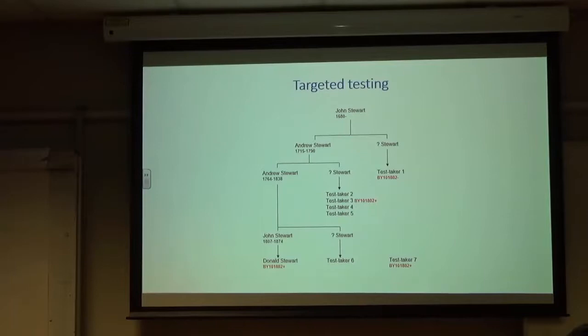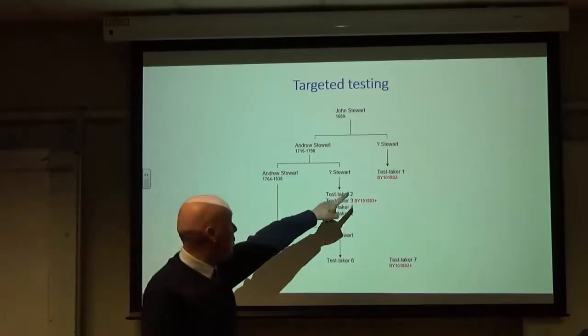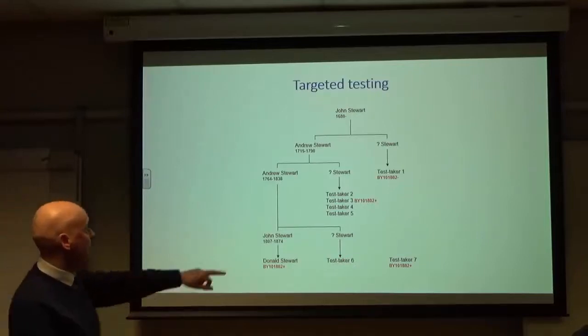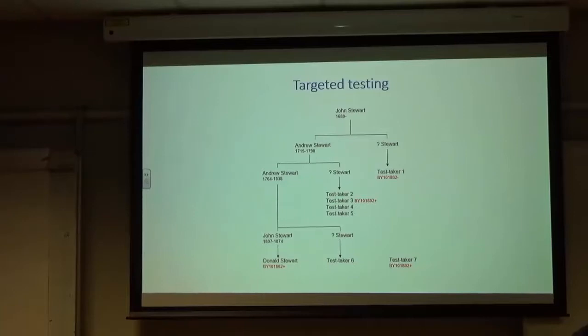And so he decided to contact one of them and see if he would do some further advanced testing. Actually, I think test taker 1 had also already done some advanced testing, and he did not carry the new SNP. So Donald then contacted test taker 3 here, and he actually took what you can do, which is a single SNP test, and he tested positive.